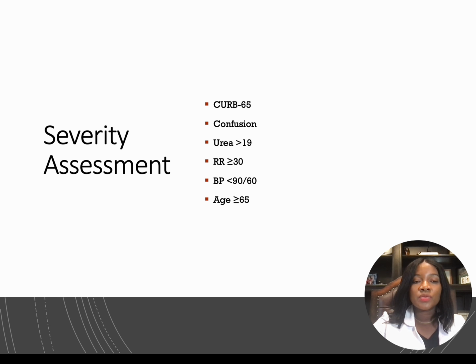You also need to become familiar with the CURB-65. This helps determine outpatient versus inpatient treatment. Scores of 0 to 1 are usually treated outpatient, while higher scores suggest hospitalization.